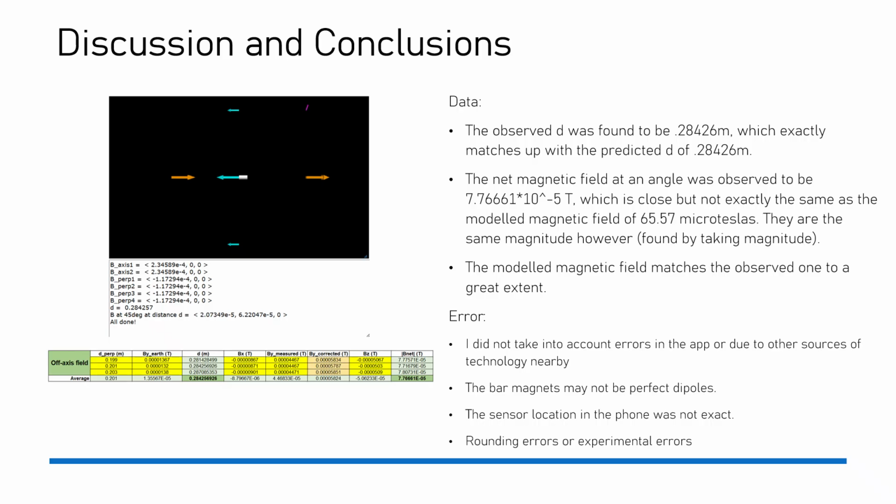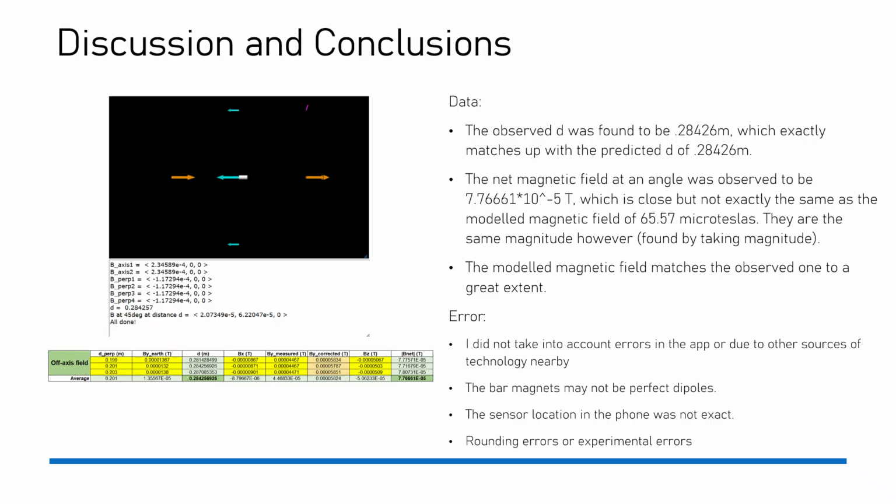Now, the net magnetic field and angle was found to be 7.76 times 10 to the negative 5 teslas, which is close but not exactly the same as the modeled one of 65.57 microteslas, but they are the same in magnitude. We found the model one by taking the magnitude of the magnetic field found on the left. The model magnetic field matches the observed one to a really good extent, so that makes sense.